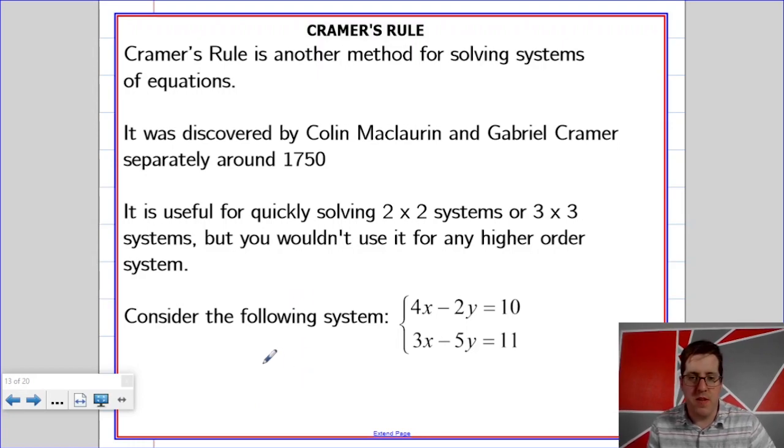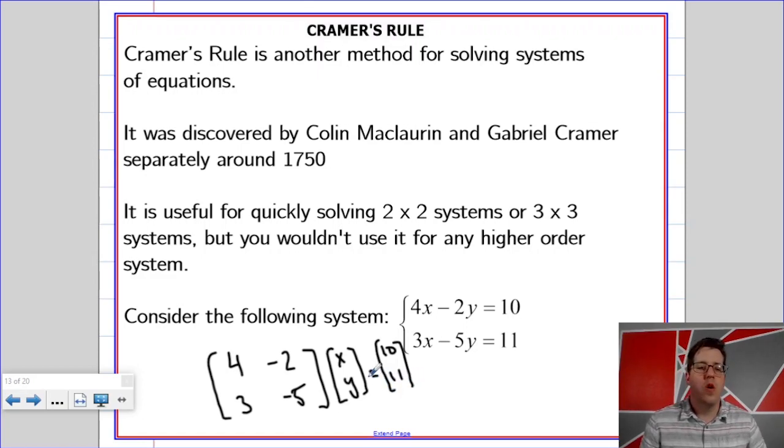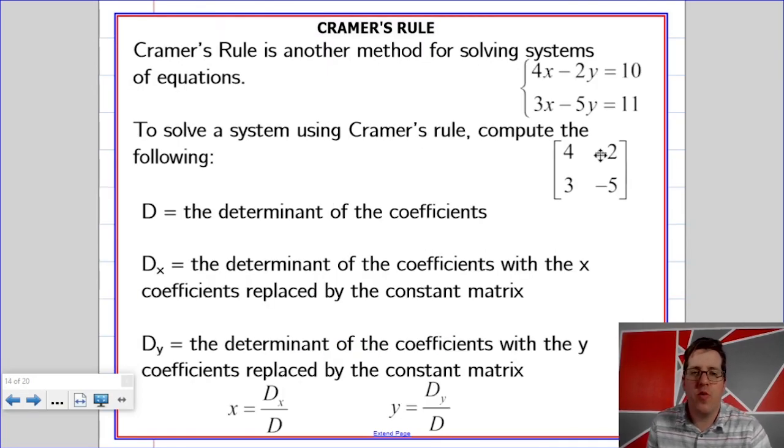Recall from a couple minutes ago, or several days ago, or just now, that these matrices can be used to represent that system. We have the coefficient matrix, the variable matrix, and the constant matrix. So it's very important to know what the coefficient matrix is, and then also to know what the constants are. So to solve by using Cramer's rule, you just need to compute 3 things.